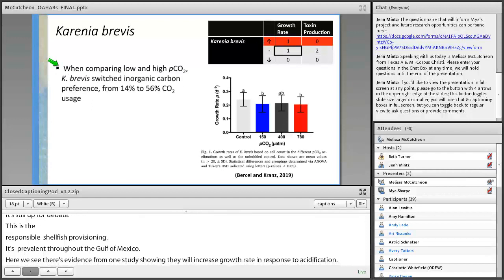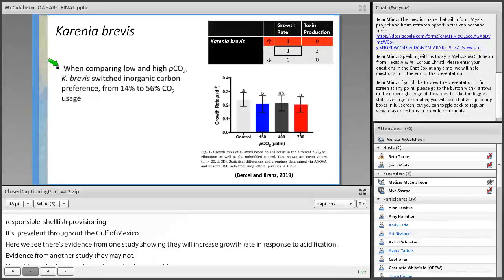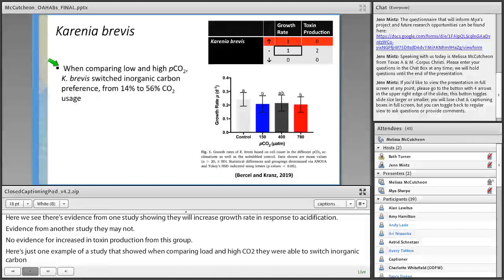And here's just one example of a study that showed, when comparing low and high pCO2, Karenia brevis was able to switch their inorganic carbon preference from 14% to 56% CO2 used. This is basically showing that they do have that plasticity that allows them to maintain the same carbon fixation rate and growth rate across different pCO2 levels.